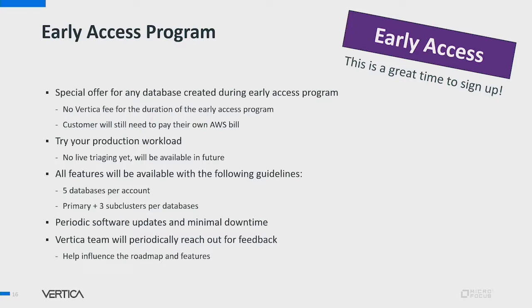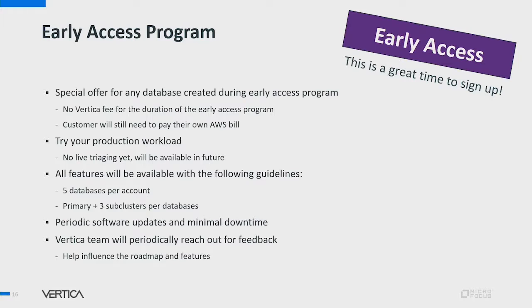We encourage you to try your production workload. However, keep in mind, currently there is no live triaging yet. We are working very hard towards providing this, and it will be available very soon. Currently, all the features are available to you, such as elastic autoscaling and minutes to scale and provision, except with the following guidelines. For each account, we limit to 5 databases per account, and we limit each database to up to 4 subclusters, 1 primary and 3 secondary subclusters.